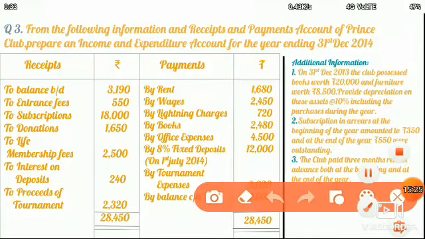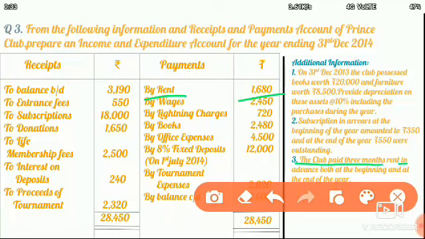see the expenditures from the payment side. We will take the items which require adjustment first. Then we have rent. The amount is 1680. The information given to us is that the club paid 3 months rent in advance, both at the beginning and at the end of the year.